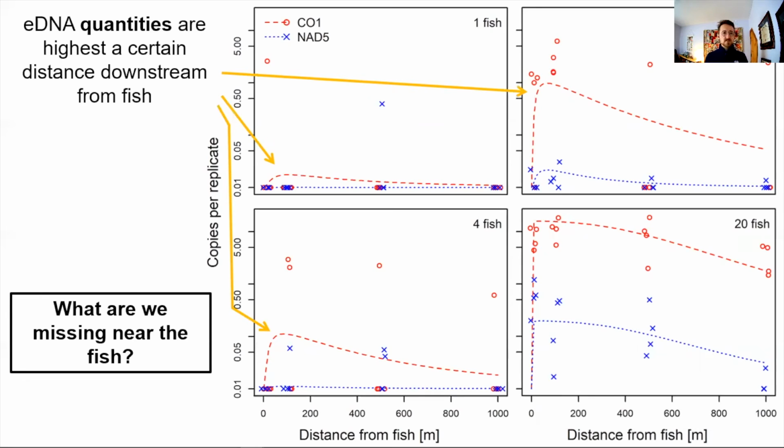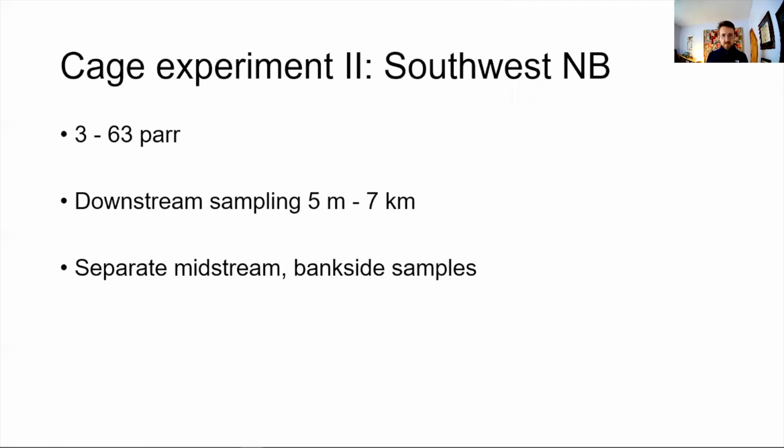And I think one limitation of this study was that pooling of samples midstream and bankside, and that there might be some sort of dynamic where a lot of our samples close to the fish are actually missing the DNA coming from the fish. So to dig into these dynamics a little bit deeper, we ran a second set of cage experiments in 3 streams in New Brunswick with our Canadian collaborators, with a wide range of salmon parr, a wide range of downstream sampling distances, and really importantly, separate midstream and bankside samples to try to tease apart these lateral midstream to bankside eDNA dynamics.